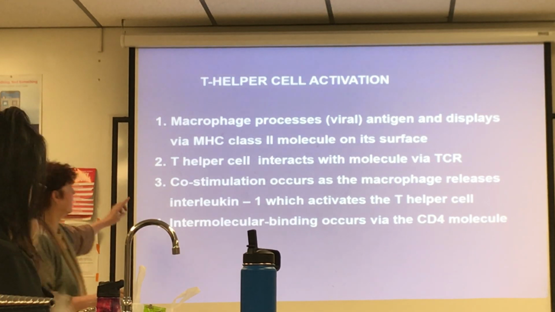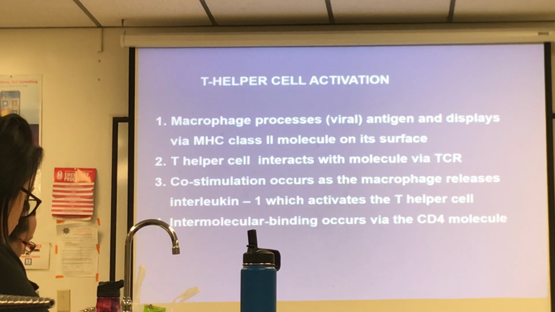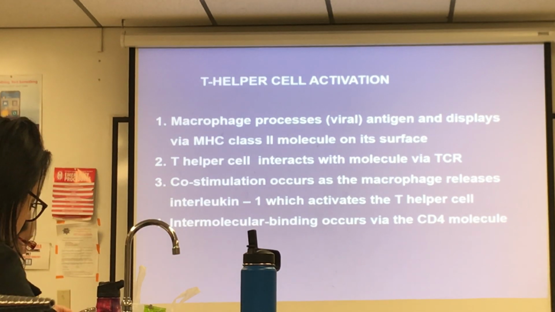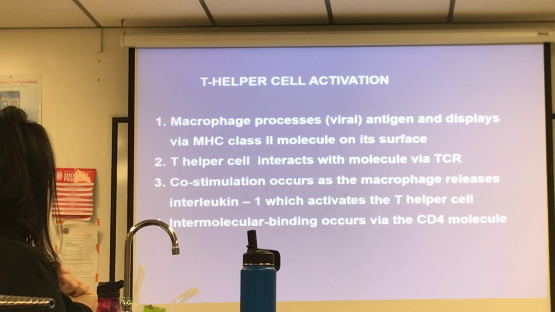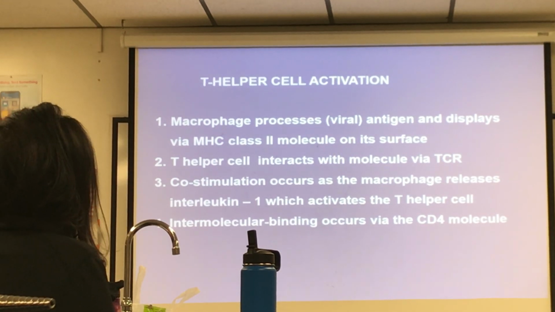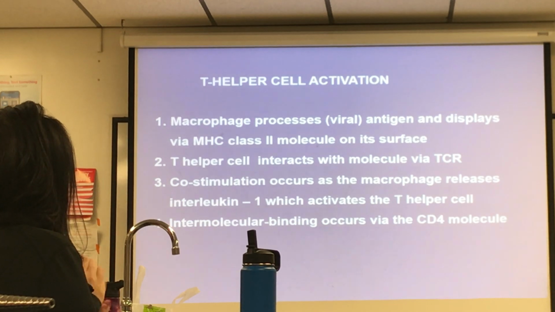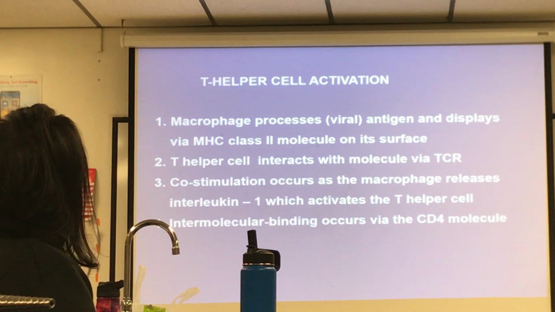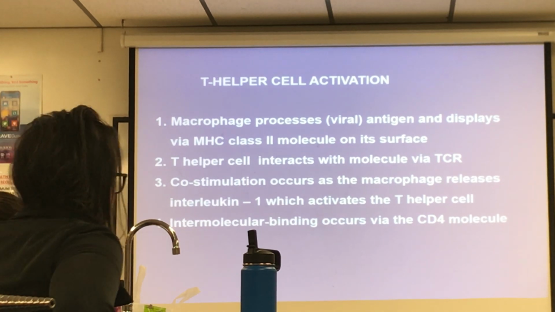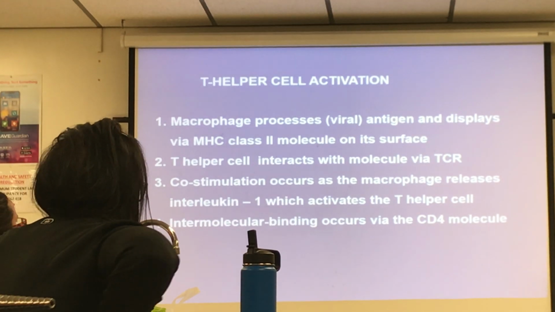So these are the steps of activating the T helper cell, and then I have another slide for the steps of activating the T killer cell. All right. So we're going to go through the process of using the antigen presenting cell, because that's what we use to activate the T helper cell. And then the T killer cell will be associated with that. So I'm going to redraw the macrophage, and we'll do the viral infection sequence again.